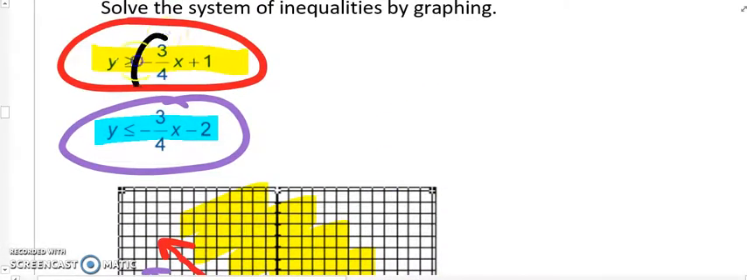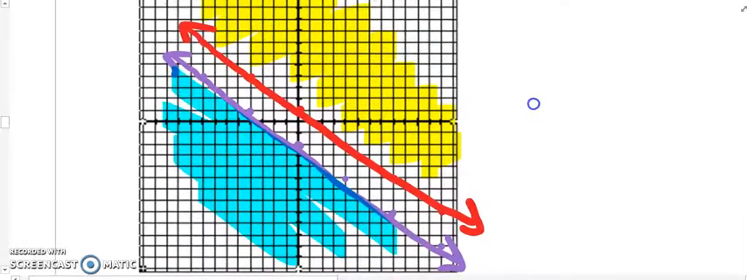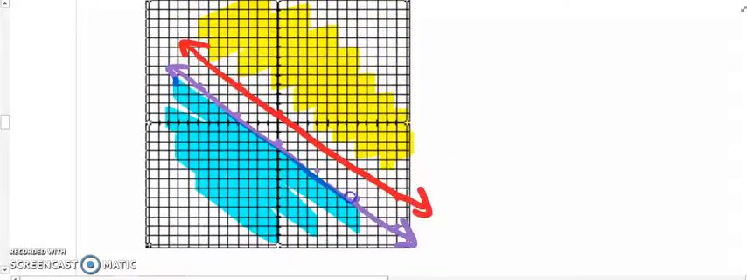You can tell by looking at these, they have the same slopes, so they're parallel lines, which means nothing. I mean, they could still have a solution set. When we do this, we have everything up here and everything down here. These are never going to overlap. So what does this mean for the solution?